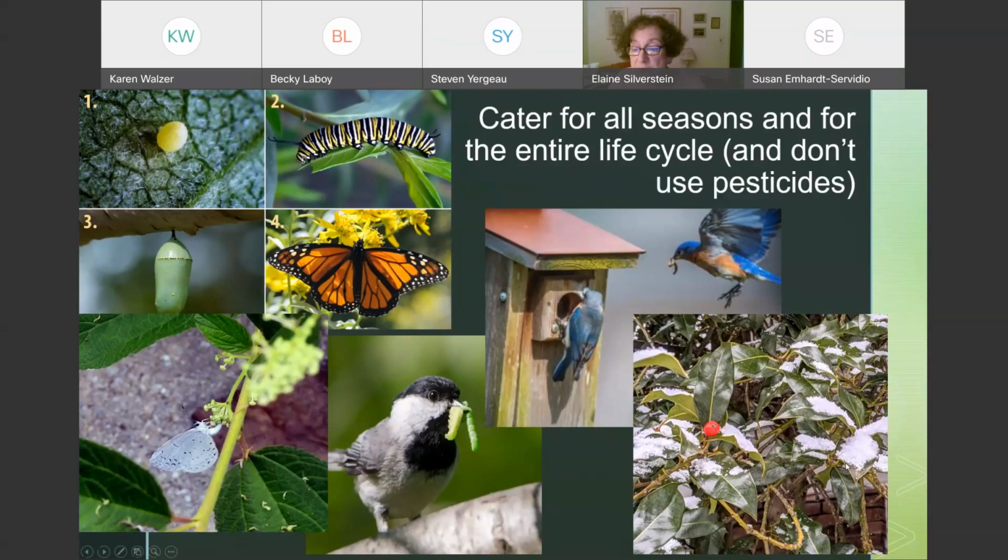You want to make sure there's food in winter as well. So this is holly that still has some, it usually holds some berries throughout the winter. We're also going to talk about later when you plant native perennials and grasses, you want to leave them standing, because that's shelter and food for the whole winter. So you want to plant for the whole life cycle.